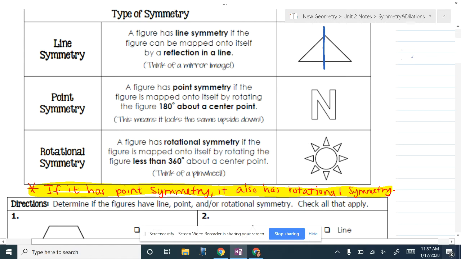Rotational symmetry is any symmetry that maps onto itself in a less than 360-degree rotation. So if I just take this star or sun, whatever it is, and I just rotate it that way just a little bit, I can see it maps onto the original figure. Also, something important to note is what I have highlighted right there. If an object has point symmetry, then it also will have rotational symmetry. So basically, we're just going to see a bunch of examples of different types of symmetry.